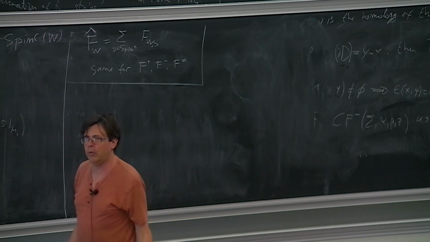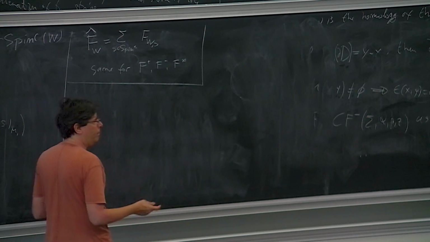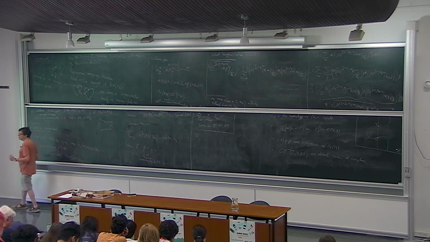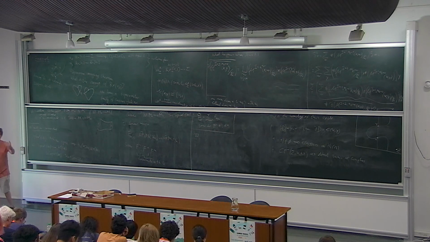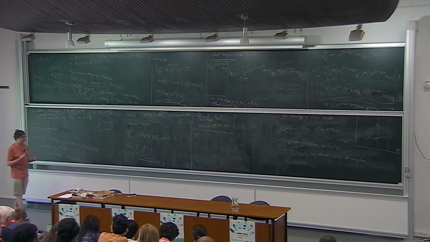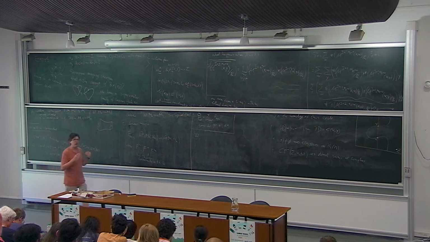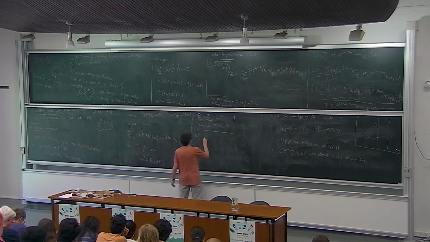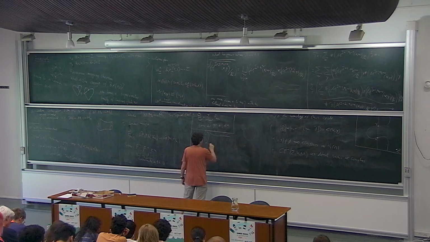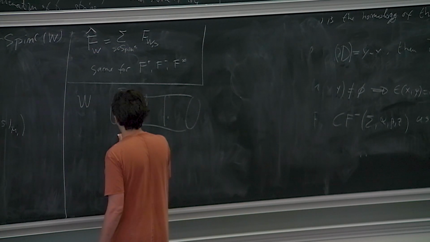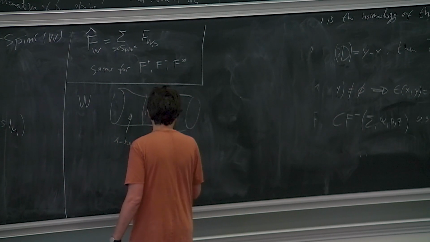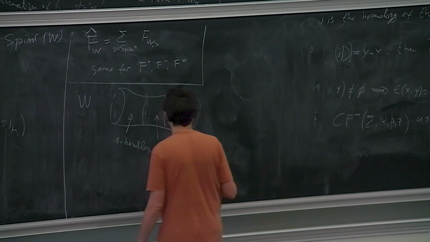First of all, a cobordism can be obtained by attaching 1 handles, 2 handles, 3 handles. And moreover, you can arrange things so that you attach the 1 handles first, the 2 handles second, the 3 handles last. So you can split the cobordism into three pieces. In the first piece, you only have 1 handles. In the second piece, you have only 2 handles. And in the third piece, you have only 3 handles.